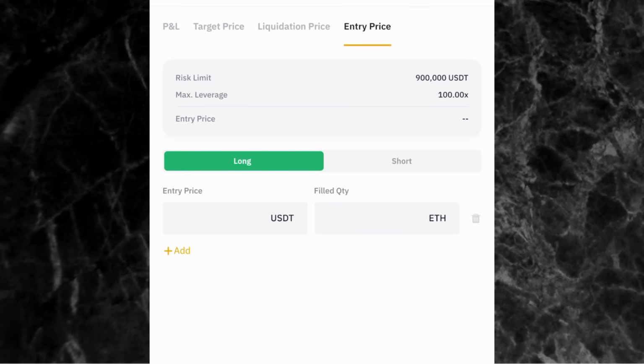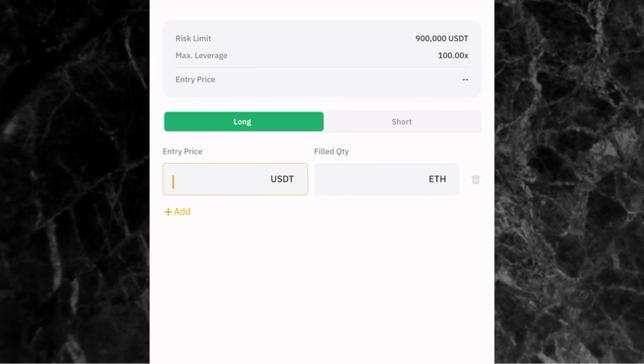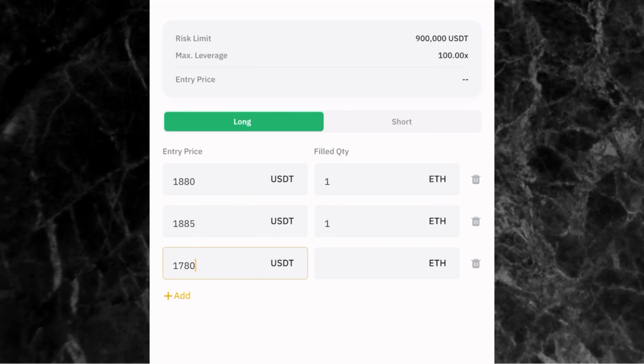Now for the last one, which is the entry price, it allows you to calculate the average entry price if you are entering multiple trades. What you just need to do is come here and enter the entry price for the first trade. So let's say the first trade is 1,880, and then you are trading just 1 ETH. You tap on add right here, enter for the second trade you took. Let's say you entered at 1,885, and then you traded just 1 ETH again. And then the third trade, let's say you entered at 1,780, just for example, and then you pick 1 ETH.